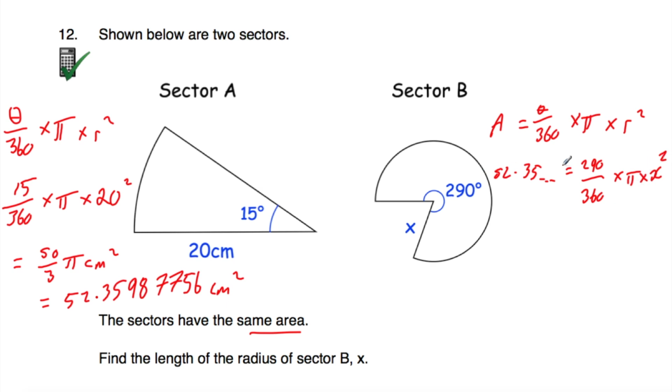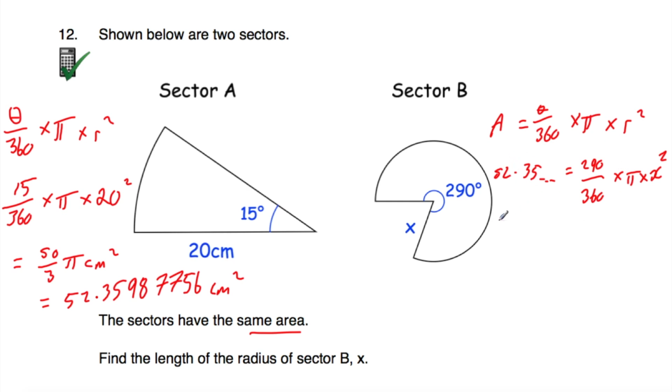Okay, so we've now got this. We now just want to work it out. I want to work out what x is. There are a few different approaches that I could use. One approach is I could multiply both sides by 360, then divide both sides by 290, then divide both sides by pi. That's one approach. I'm actually going to work out this part here this time.